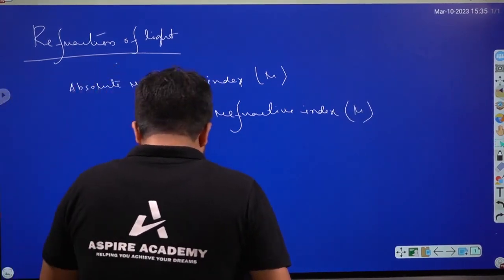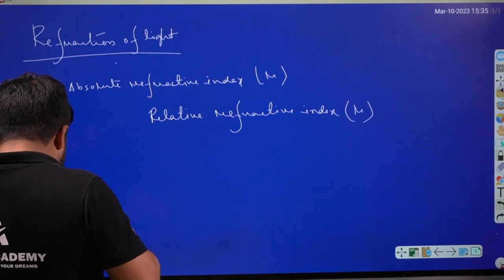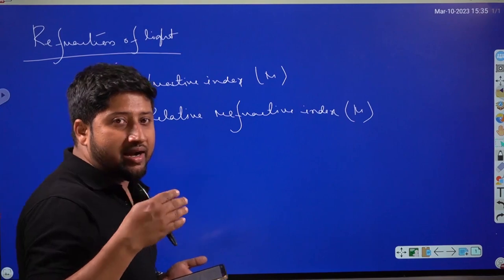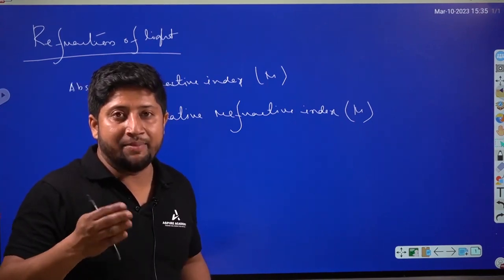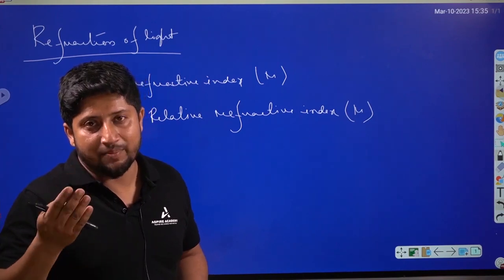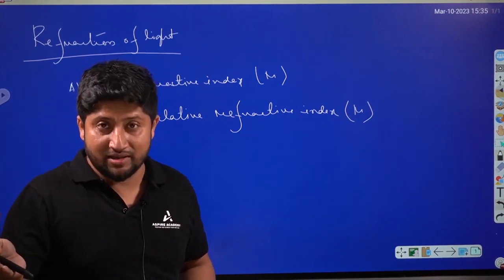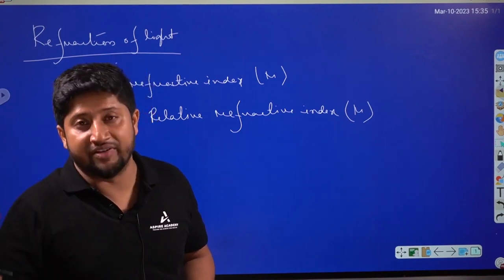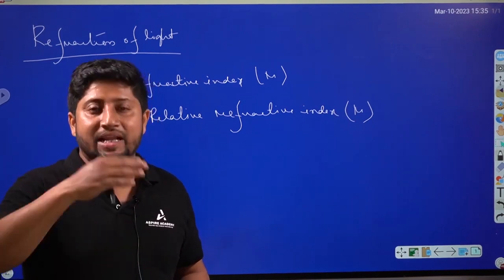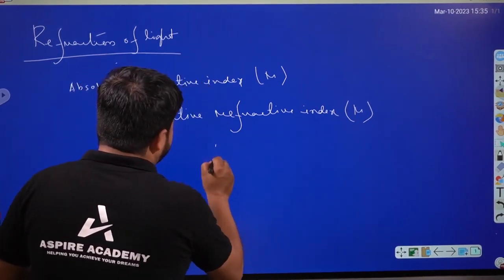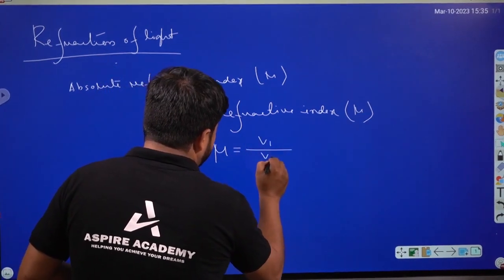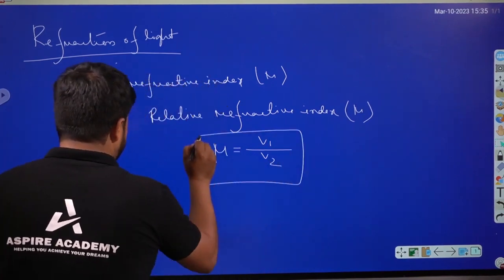So relative refractive index hoise, suppose a ray of light is traveling from medium 1 to medium 2. Suppose ray of light to at a particular medium movement hoise, travel korise, tar je refractive index, he refractive ki hobo? Relative refractive index. Relative mane duta medium compound. So whenever relative refractive index of value hobo, formula hobo mu is equal to v1 by v2. Ami eneke tak explain koribo paro.